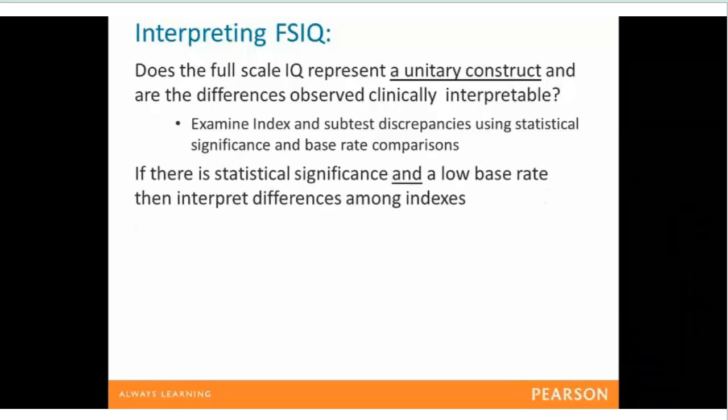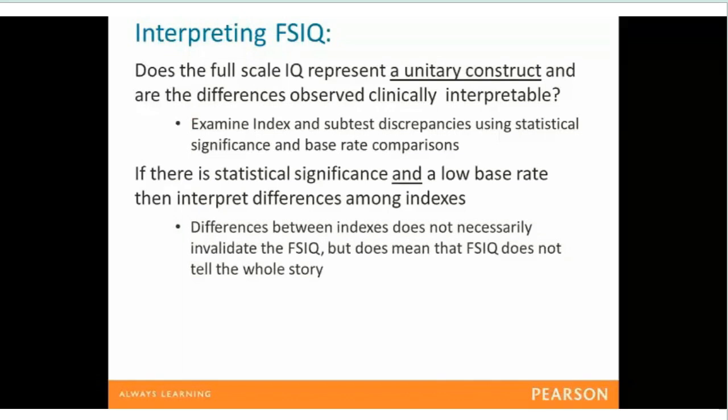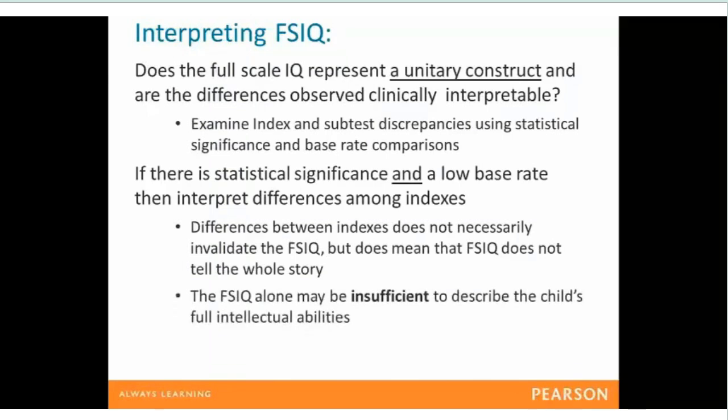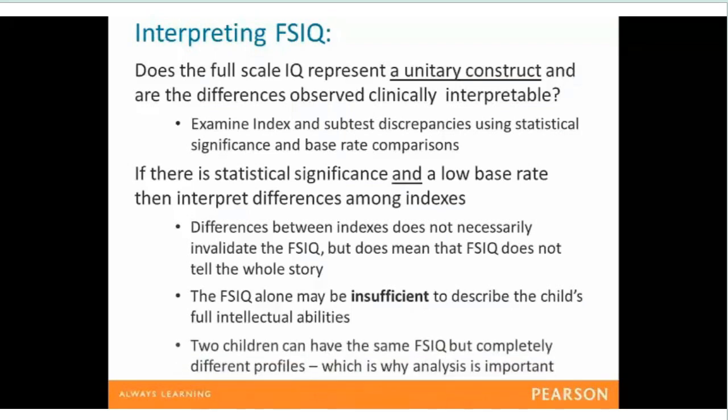From Chapter 6 in the WISC-V Interpretation Manual, it says if there are statistically significant differences and low base rates between the subtests and the index scores, then you should think about why those differences are there and what they might mean clinically. The manual says that differences between the index scores do not necessarily invalidate the full scale, but what it does mean is that the full scale is not telling you the whole story about the child. You should interpret why the differences are there. What do they mean clinically? And you should think that the full scale IQ may be insufficient to describe the child's full intellectual abilities.